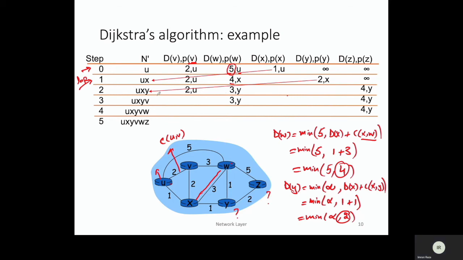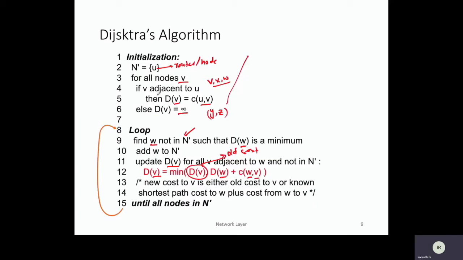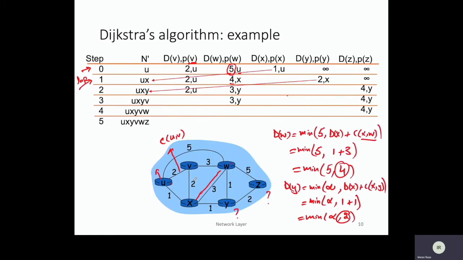So again, find a node W not in N such that the cost to reach that node, which is Y in this case, is minimum from W. And then again, we have to calculate the path to reach all the destinations. After adding Y, let's again recalculate this path. I'll again calculate the cost to reach W.